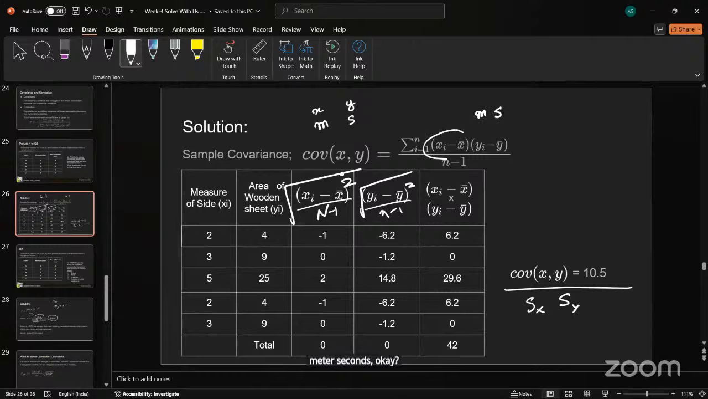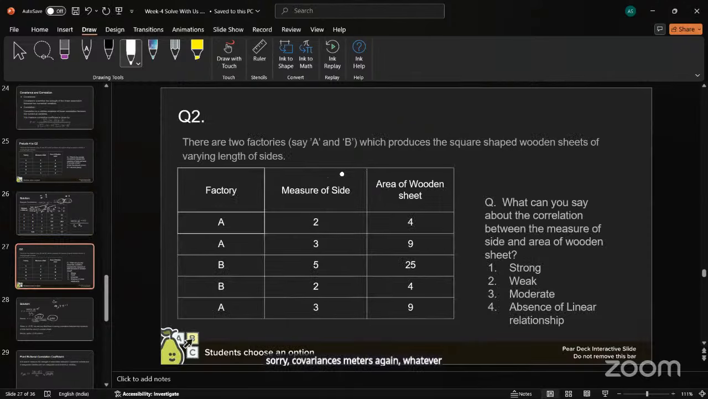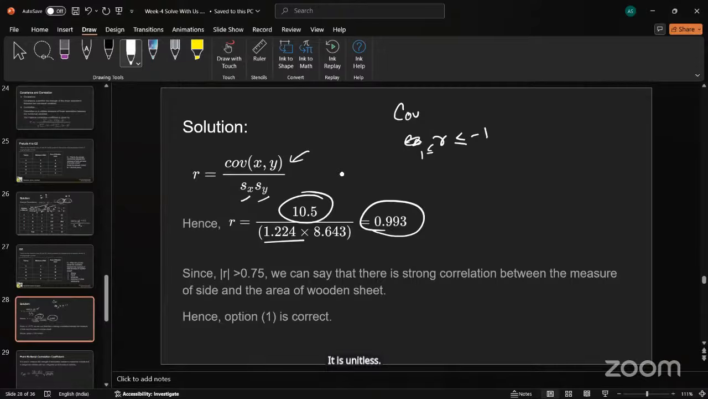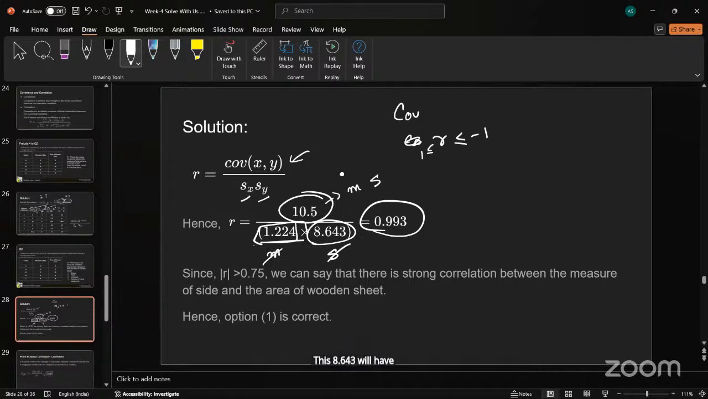Okay. Because here x will have a unit of meter, and y will have a unit of second, and the product is meter second. So covariance is meter second. What is the unit of correlation? Correlation has no unit. It is unitless, right? Because covariance will have a unit of meter second, the sample standard deviation 1.224 will have a unit of meter, and this 8.64 will have a unit of second. So the meter second will cancel out, and R will be a unitless quantity.